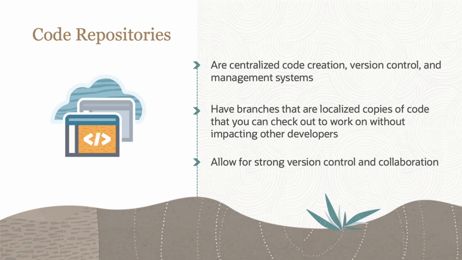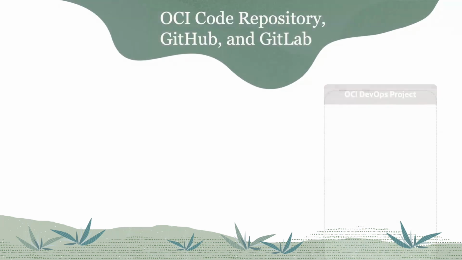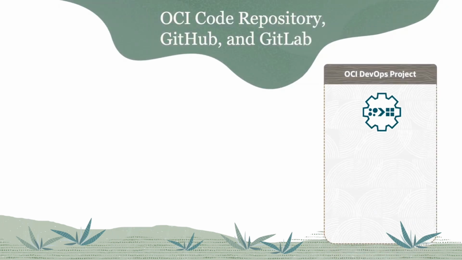and small code changes. Within the DevOps project, you can create your own private code repositories in the OCI code repository, which is like Git. To grant users permission to access your code repositories and other resources, you must create IAM policies.